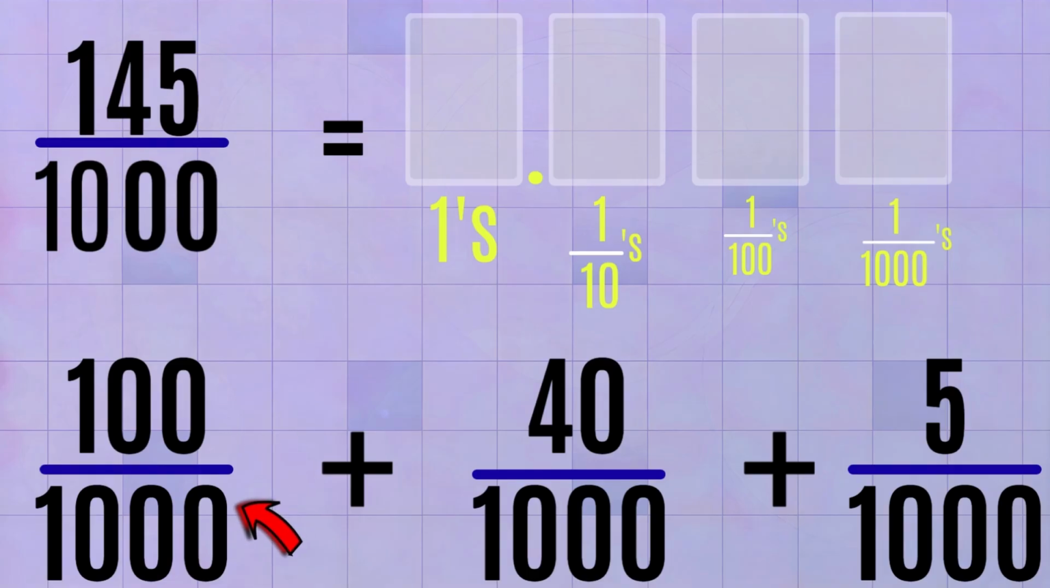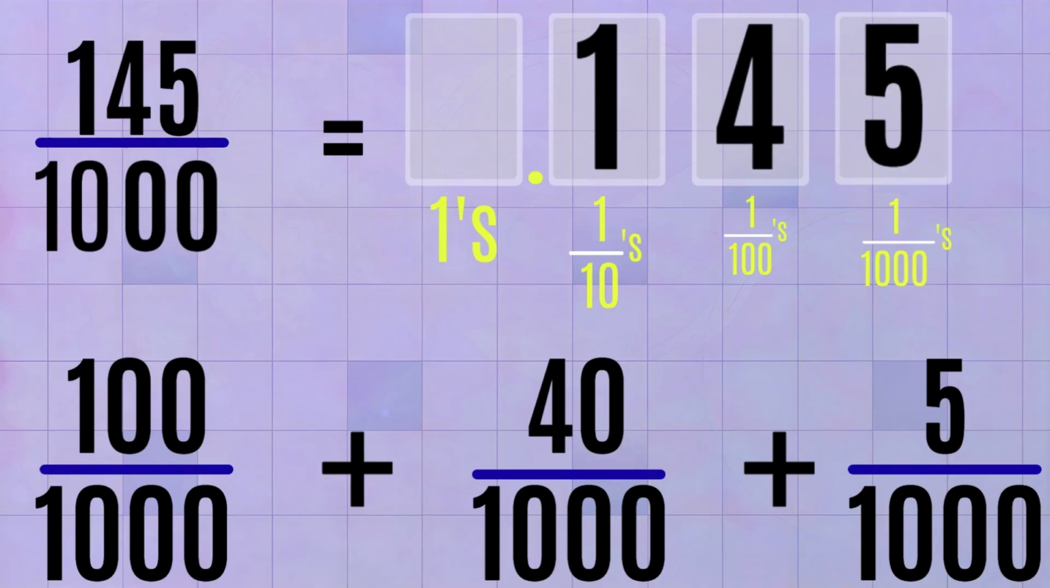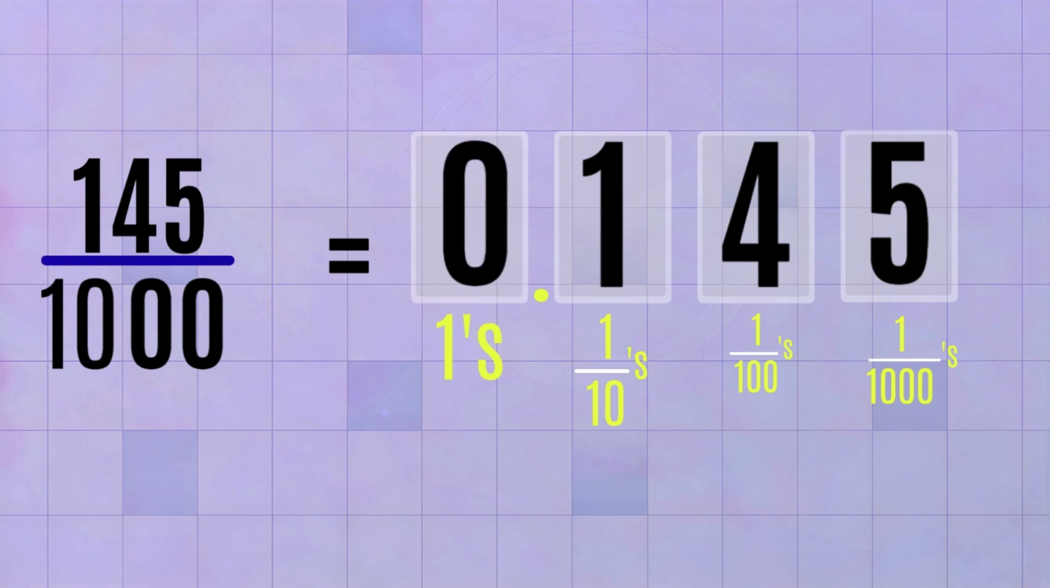100 out of 1,000 is 1/10. 40 out of 1,000 is 4 hundredths. 5 out of 1,000 is 5 thousandths. Ones place gets 0 because we don't have a whole one. Tenths place gets 1 from the 100 out of 1,000, 1/10. Hundredths place gets 4 from the 40 out of 1,000, 4/100ths. Thousandths place gets 5 from the 5 out of 1,000, 5/1,000ths.